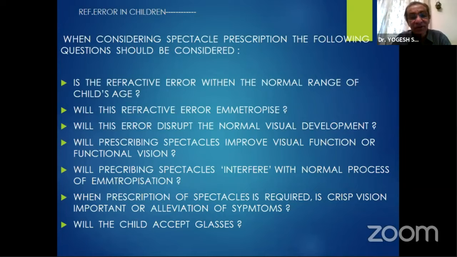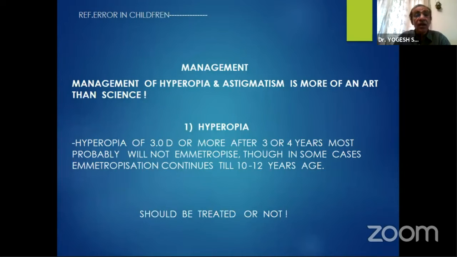You understand my point? Now, when prescription of spectacles is required, is crisp vision more important? This occurs in astigmatism of 3 or 4 diopters, where the child may not accept it. But this is not always so, you have to get the correction, because then the child would accept it. Will the child accept glasses at an age of 2 or 3 or 4 years? That is another point. Now, management. Management of hyperopia and astigmatism is more of an art than a science, so you have to learn by experience.